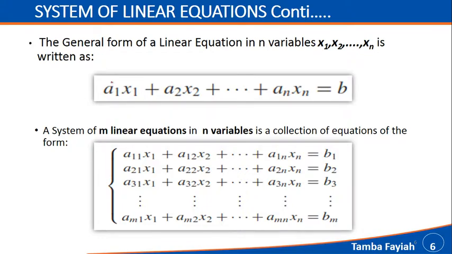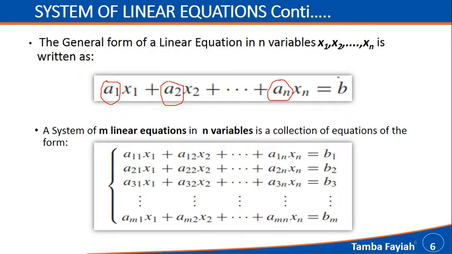Here the a1, a2, and an are known as coefficients of the variables. They are normally constant, non-zero constant values. They could be 1, 2, 3, 4, 5. They are all real numbers.